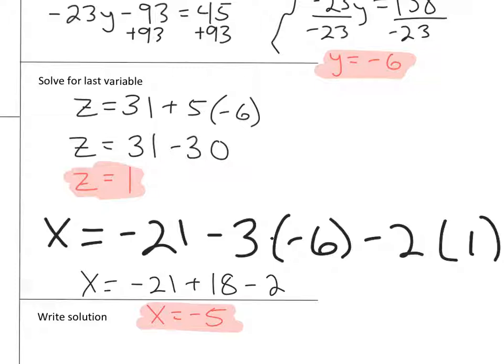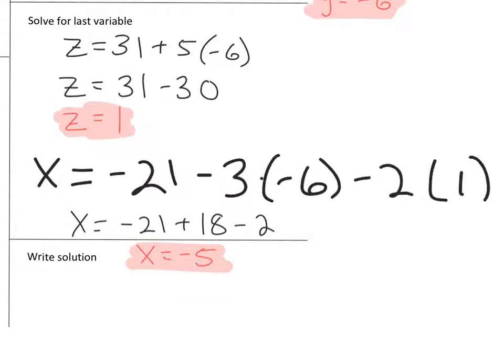Now with these 3 red pieces of information, we should be able to create our coordinate point. And that coordinate point is the intersection. This is where all 3 of these graphs are going to meet up. And the way we write it is we write x first, so we have negative 5, comma, negative 6, comma, 1. Z goes last. And that right there, ladies and gentlemen, is our answer, and that is what we've been looking for. This is an intersection point. Now that's how we're going to use 3 variable substitution.